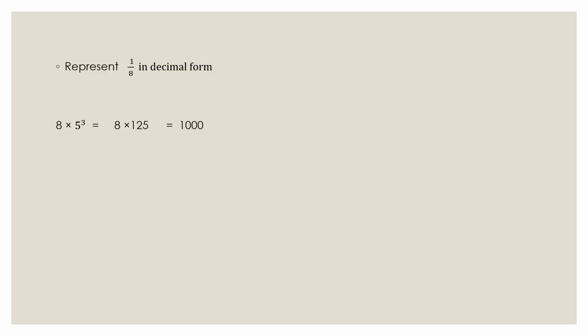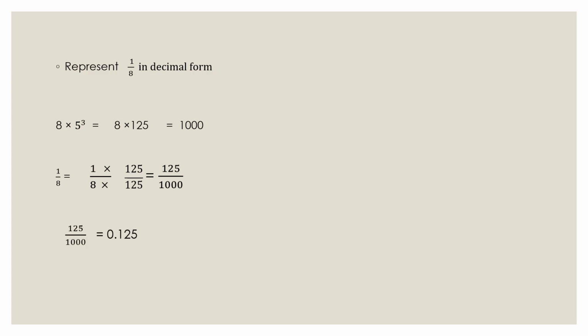Then what was our next step? Yes, multiplying numerator and denominator with a suitable number. And here the suitable number is, yes, 5 raised to 3 or 125. And we get 125 by 1000. Now you can tell me very easily, what is the decimal form of 125 by 1000?